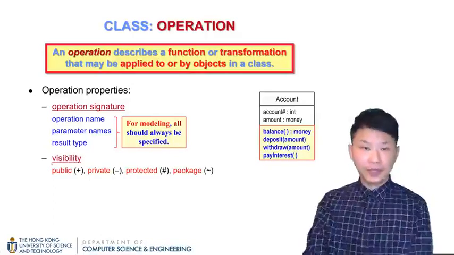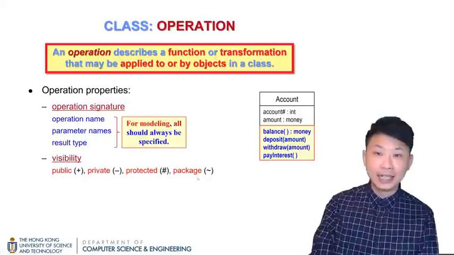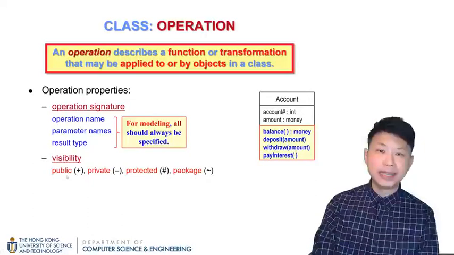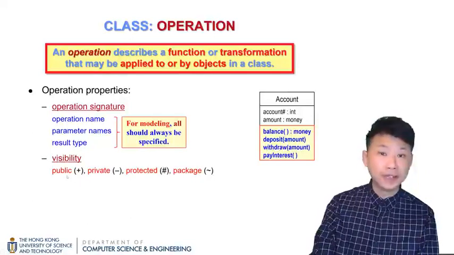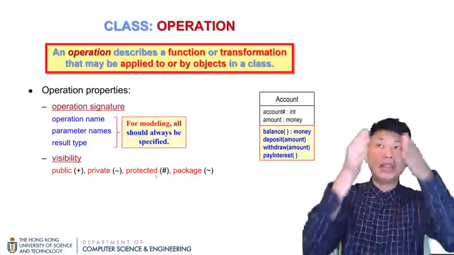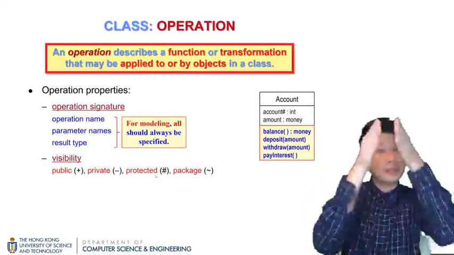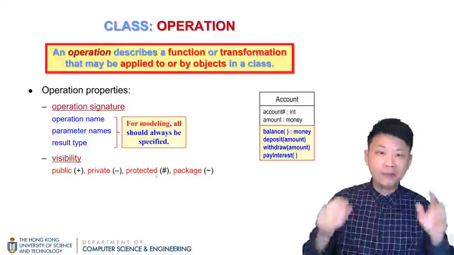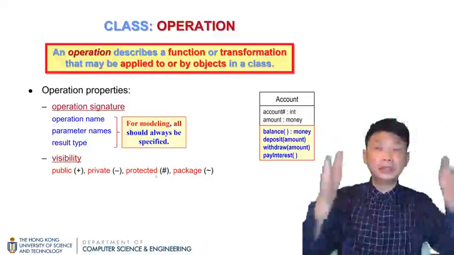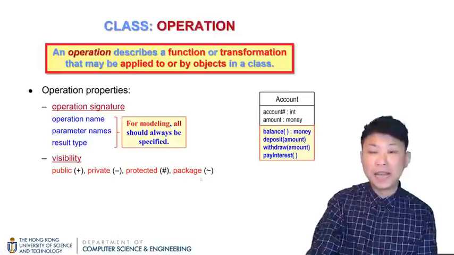We also need to specify the visibility of the operations within the class, for example whether it's public, private, protected, or package. If it's public, that means the operation is available to all the other objects within the system. If it's private, it's available just within that particular object. If it's protected, it's available within the object and also all the subtypes. When we talk about inheritance, you will know what supertype and subtypes are. Package means available within a particular package.